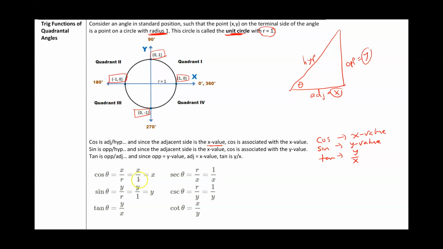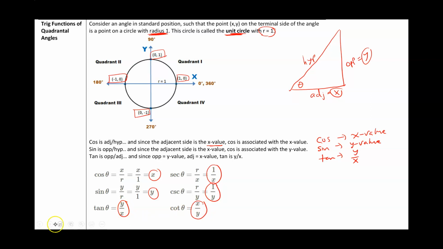And then because the radius is 1 in a unit circle, cosine of a quadrantal angle is just x, and that happens because we have a radius of 1. The sine of a quadrantal angle is just y, and then tangent is going to be y over x. And the cosecant is going to be the reciprocal, which is 1 over y. Secant is a reciprocal of x, which is 1 over x. And then cotangent is a reciprocal of y over x, which is going to be x over y.